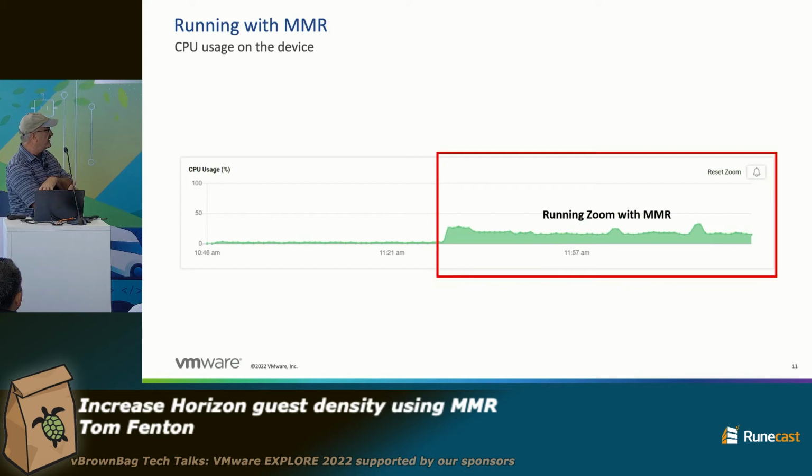So I ran my test again. This is when I was running Zoom without MMR enabled, not using a whole lot of cycles. This is the client device. And then once I started MMR, it's using the cycles, but we got a lot of spare cycles there. So we're taking this load from the expensive virtual machine and shoving it down to the client where we have all these excess cycles to work with.